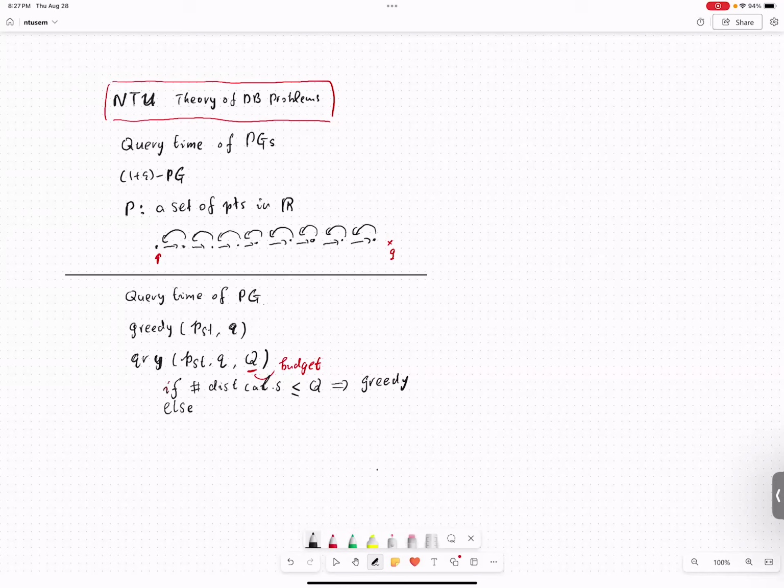All right, so that's our goal. And the rest of today's talk is to prove this formula.